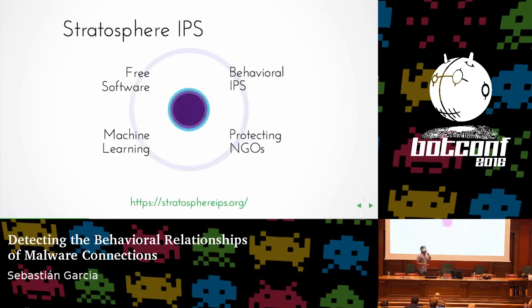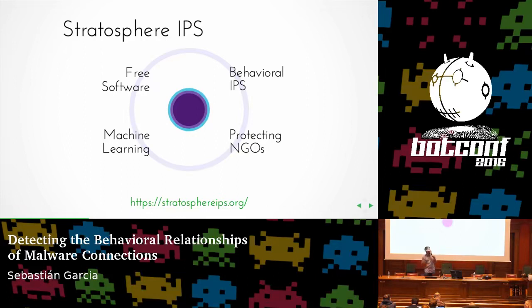So, in the university, we are doing the Stratosphere IPS project. This is a free software machine learning behavioral intrusion detection system for all of you to go download and use. We are using flows, we are using behavioral techniques, and we are doing this especially for protecting NGOs. So following the path of the Citizen Lab, we want to help non-governmental organizations because they are at risk.